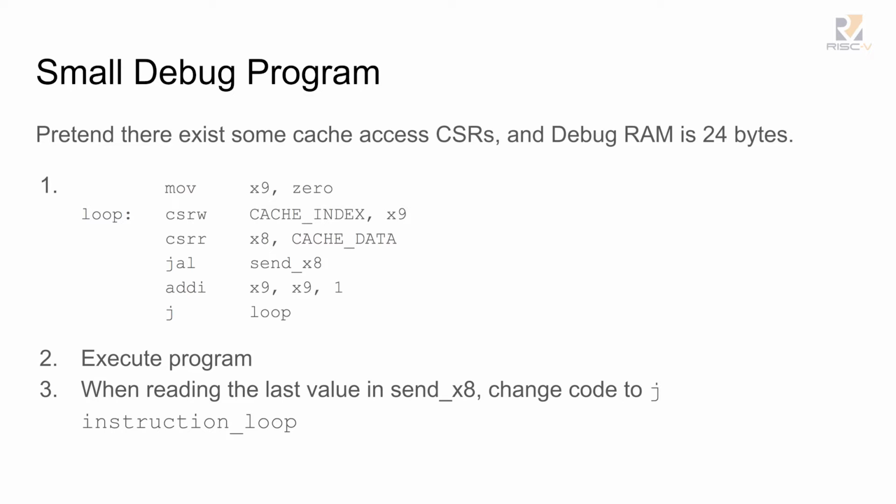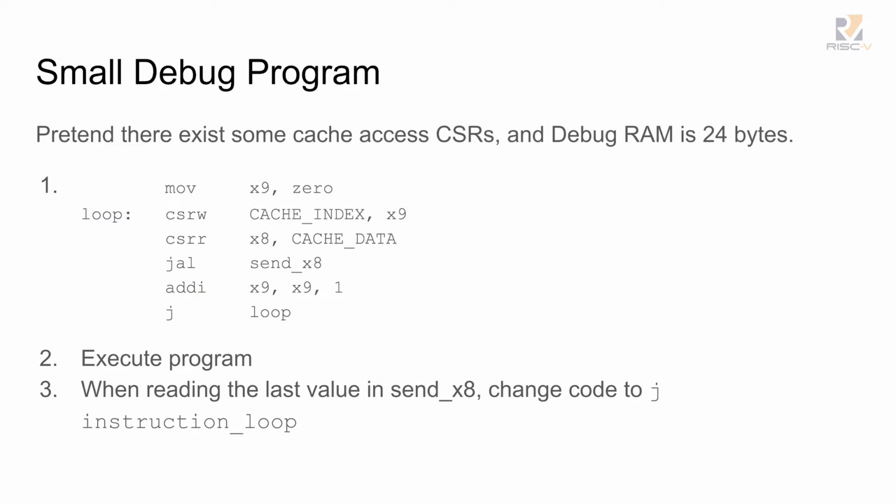You can get into this easily from instruction loop, because while the core is waiting for you to write an instruction, you just go and change the debug program RAM. Then you feed it the move x9,0 instruction into mbox 0. It'll jump there, and it'll start executing your loop. You may see there's no way to get out of this loop.